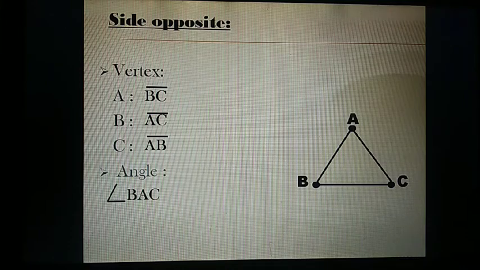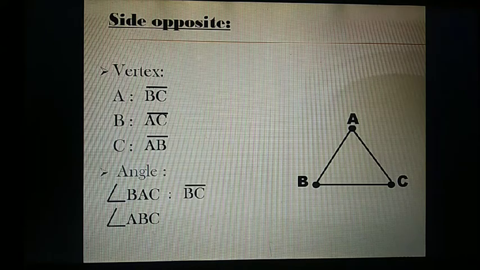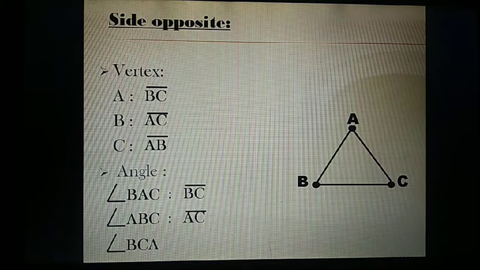The same thing we will do for the angle. Side opposite of the angle BAC will be the side which is not an arm of the said angle. So it's BC. Similarly, for angle ABC the side opposite is AC. Angle BCA, side opposite is AB.